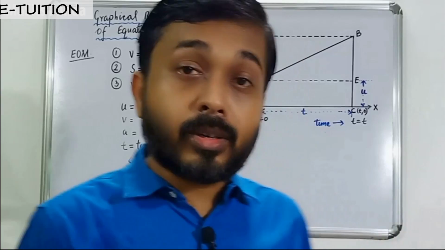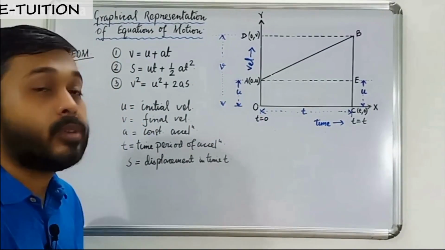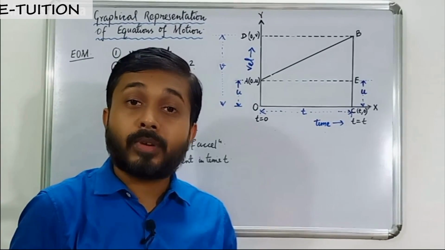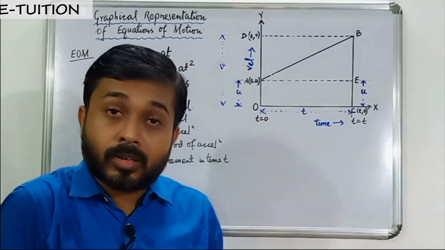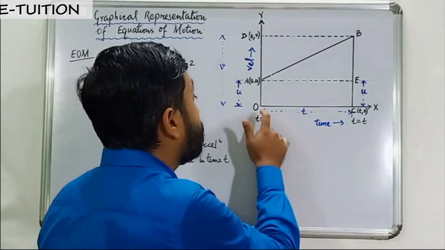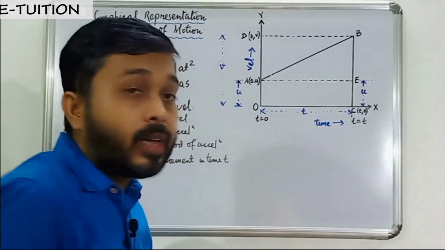Now without any further ado, let's come to the verification of the equations of motion with the help of a graph. The graph we need here is a velocity time graph with constant acceleration. I have drawn it already for you. Have a look at the graph here. So this is the velocity time graph with constant acceleration.